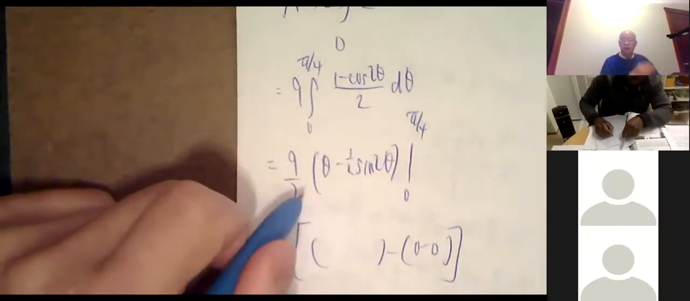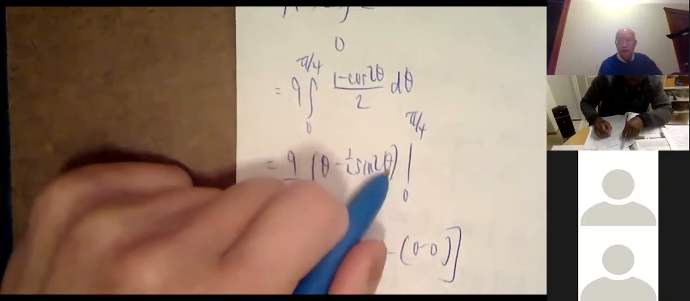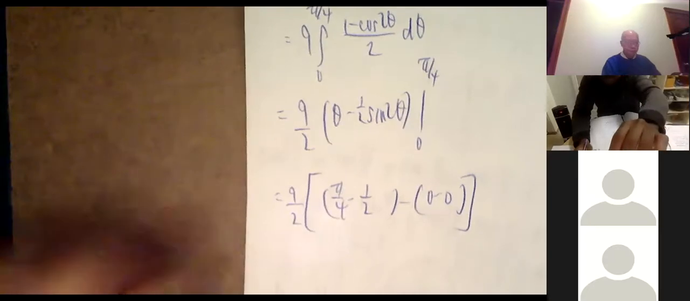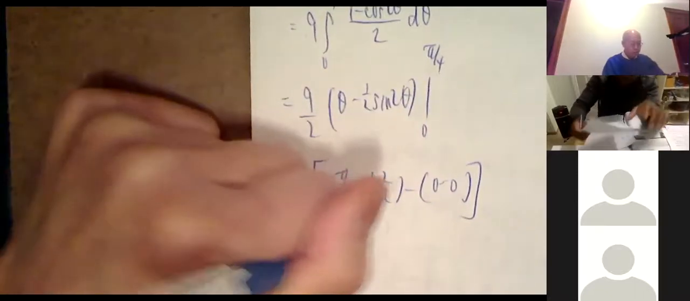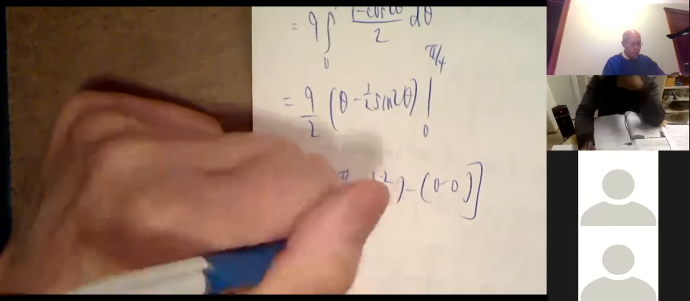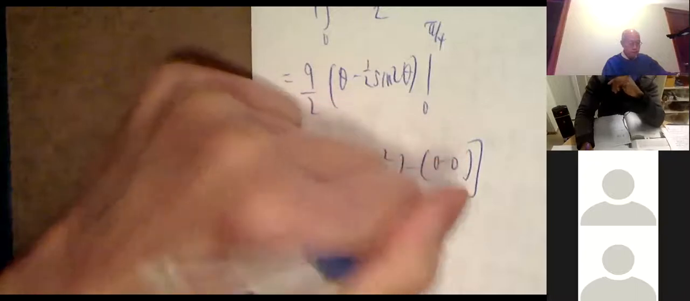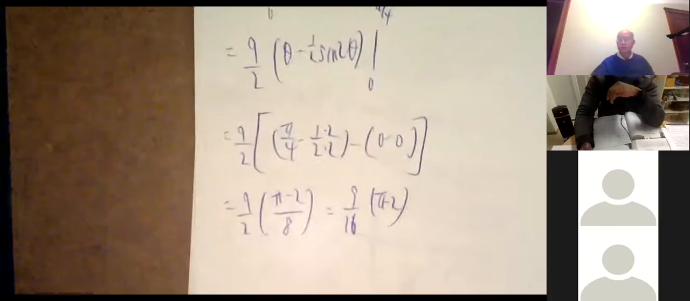Okay, when I plug in 0, I get 0. 0 minus 0. Plug in pi over 4: pi over 4 minus, since I'm taking the sine of pi over 2, which is 1. So it's like that. So 9 over 2 times, let's see, times 2 times 2. So how about pi minus 2 over 8? So 9 over 16 times pi minus 2. Looks like that's my answer for that one.